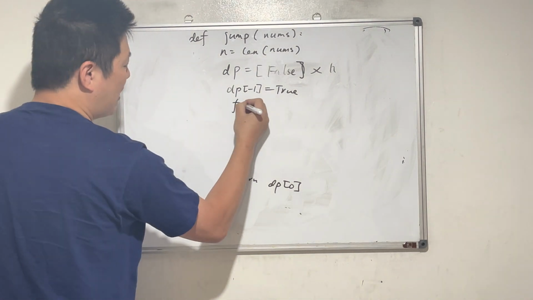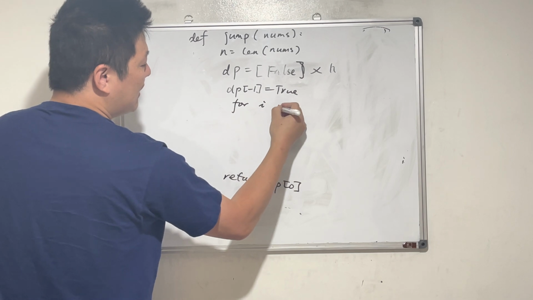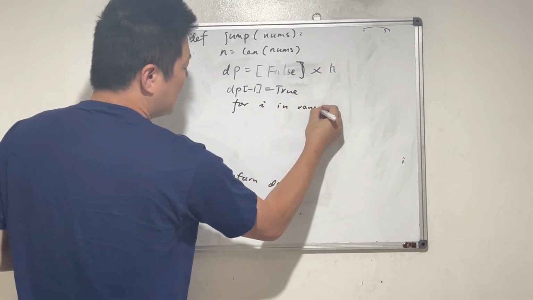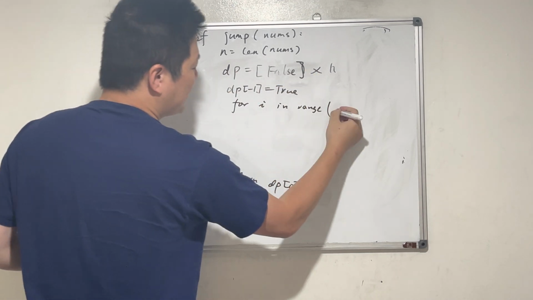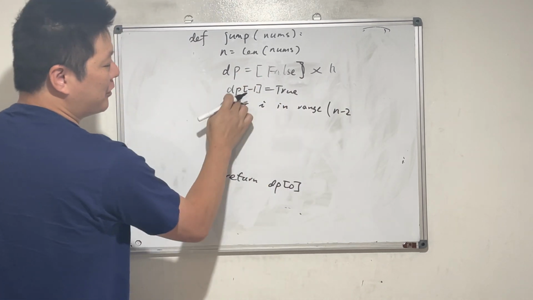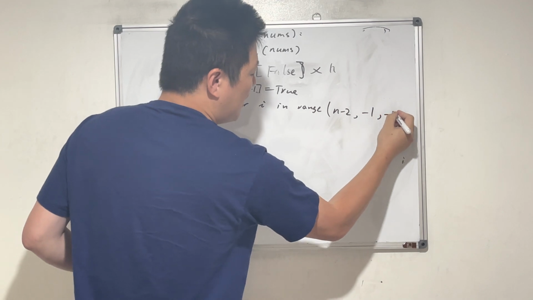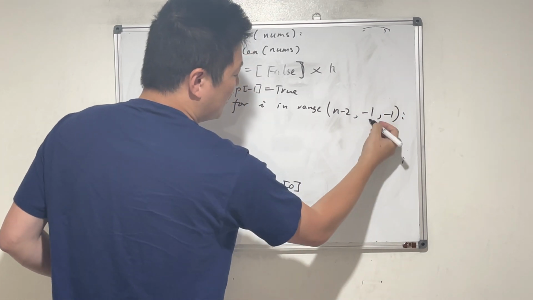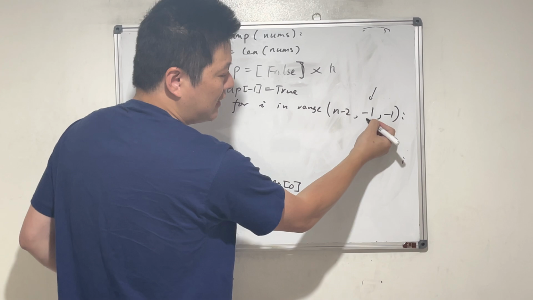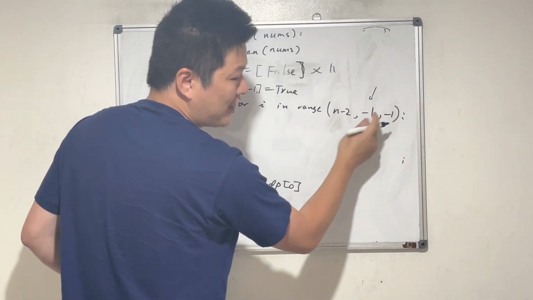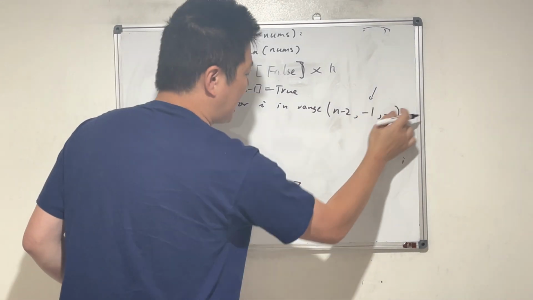So we can do this. For i in range, start from the last value, which is n minus 2, because n minus 1 we already know is true. N minus 2 to 0, every time decrementing by 1. Look, this goes to 0, excluding the last value, which is minus 1. And then this is a step.